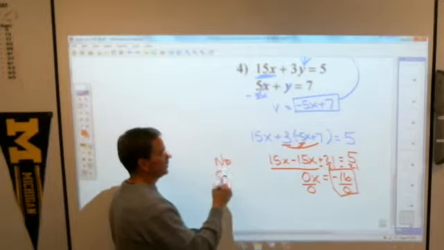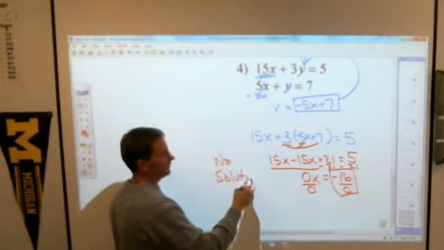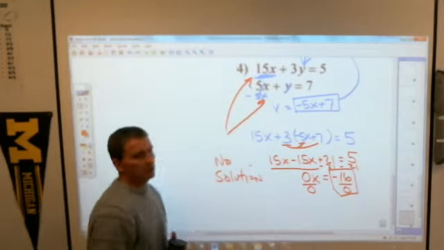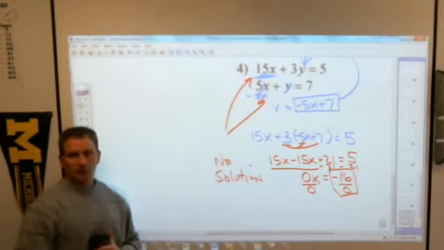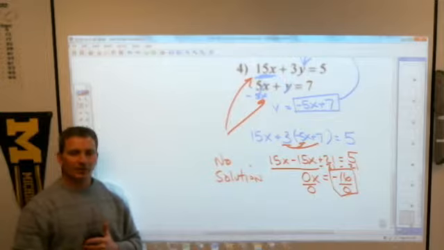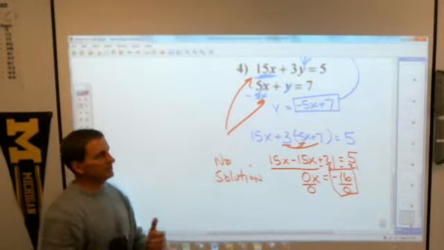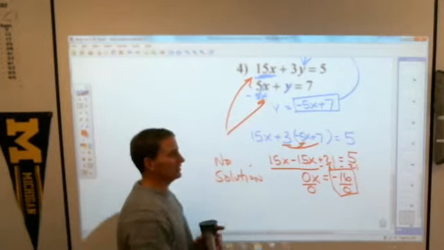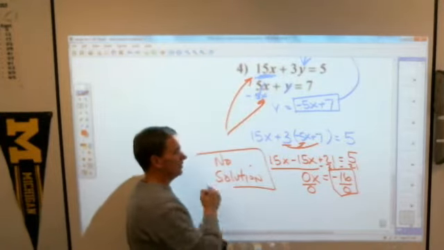Now let's see how sharp you really are. We talked about this. If you have simultaneous equations and you get no solution, if you were to graph those, what would the graph look like? Parallel. Yeah, those are parallel lines. If I actually graph this, I would get 2 parallel lines. They don't cross anywhere, so you get no solution.